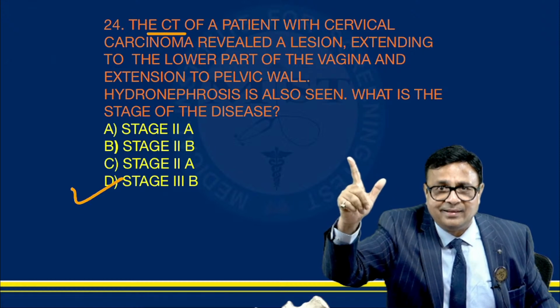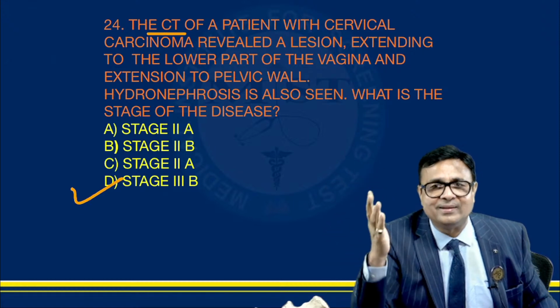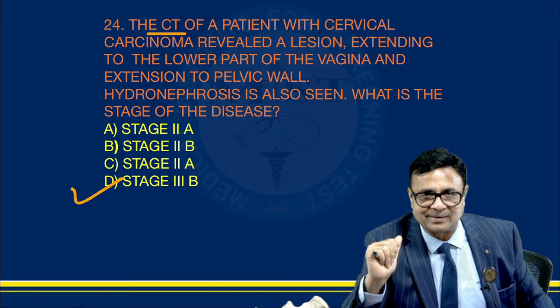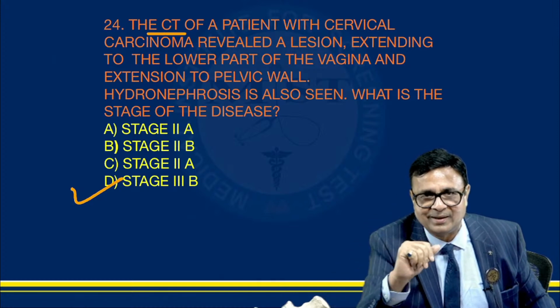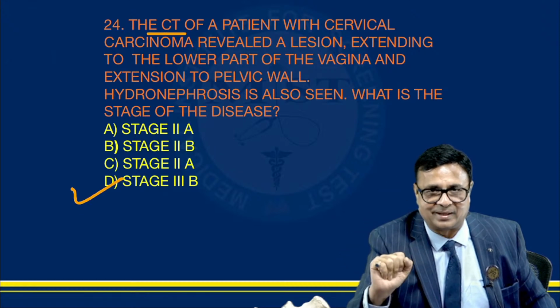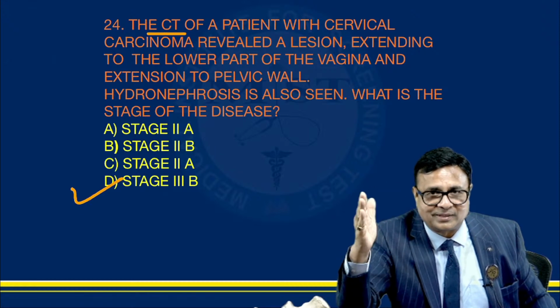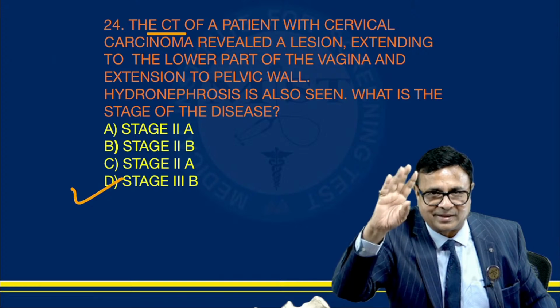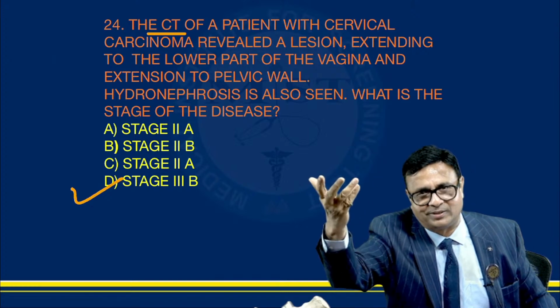1A1, less than 3 millimeter. 1A2, 3 to 5 millimeter. 1B1, 5 or more than 5 millimeter but less than 2 centimeter. 1B2, 2 or more than 2 centimeter but less than 4 centimeter. 1B3, 4 or more than 4 centimeter.